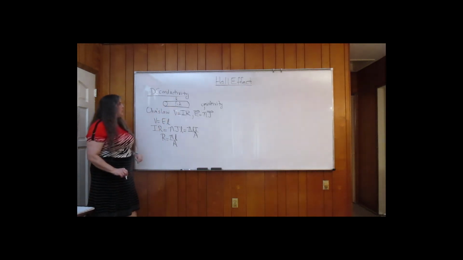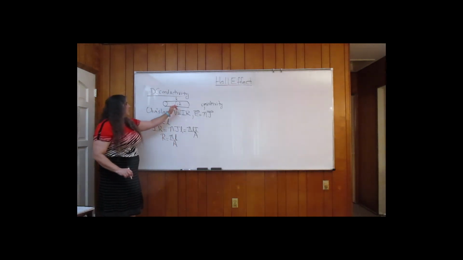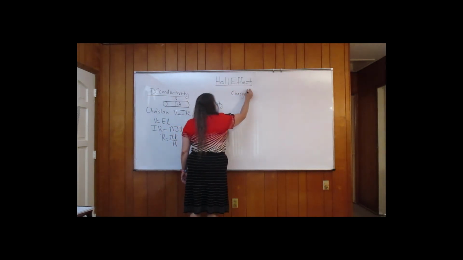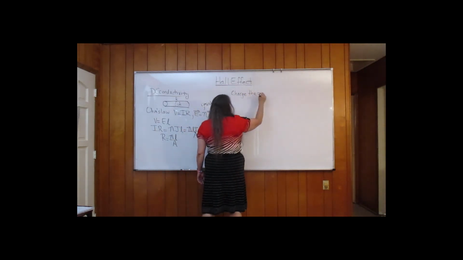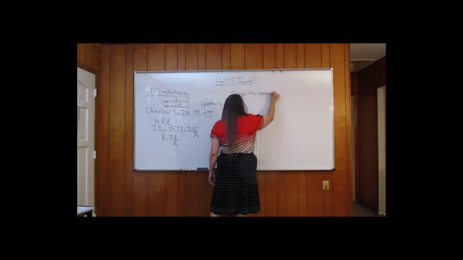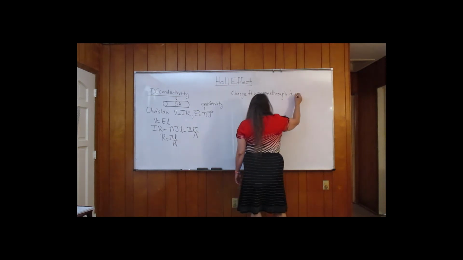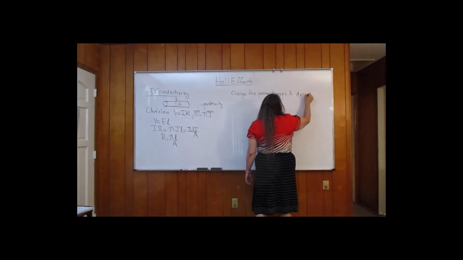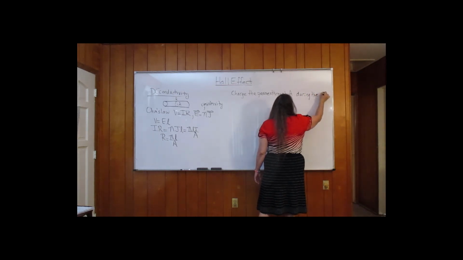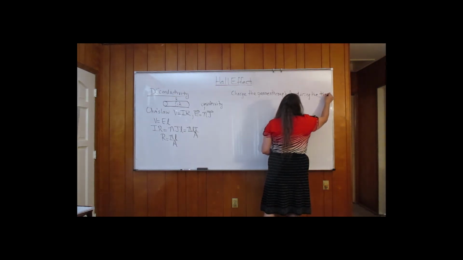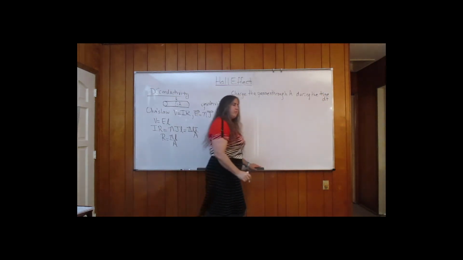I'm going to calculate an expression for the current density. And I'm going to start out by deriving an expression for the amount of charge that passes through this area A during the interval of time dt. Okay?